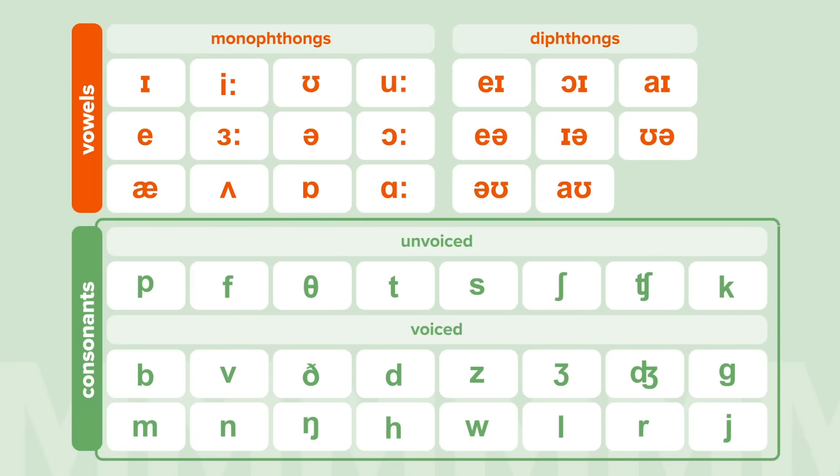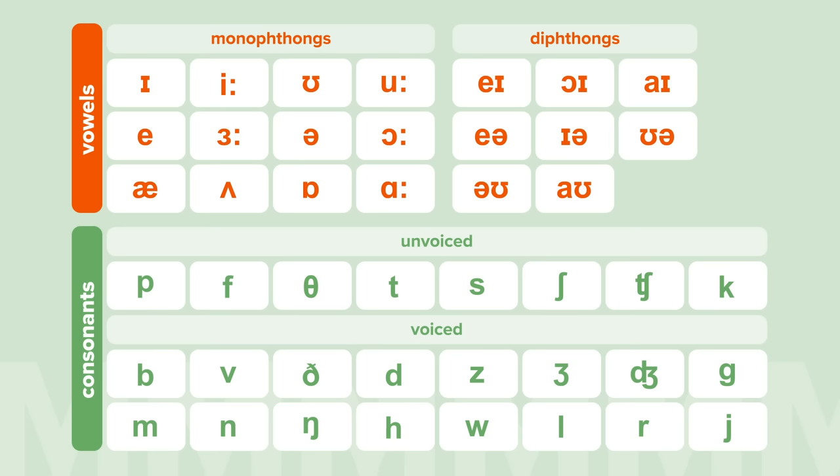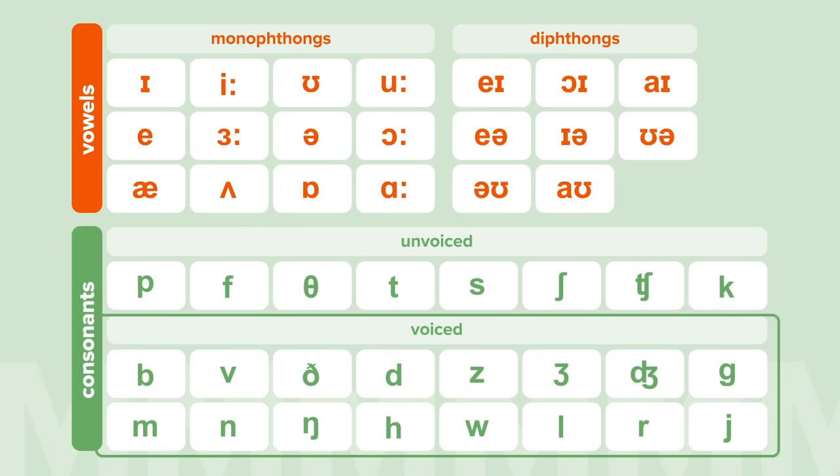The bottom half of the IPA table shows all of the English consonant sounds, and you'll see that some of these symbols are the same as English letters. And that makes things simple. There are two main types of English consonant sounds, unvoiced and voiced.